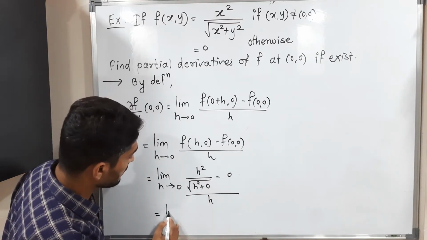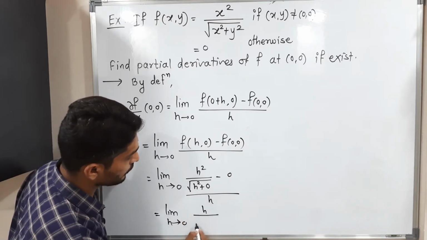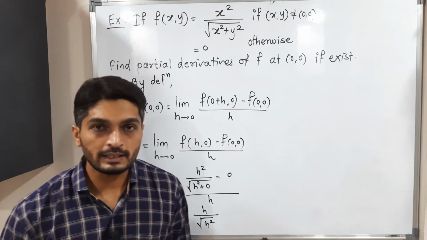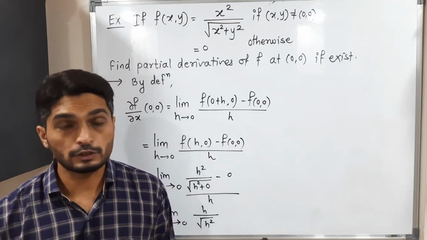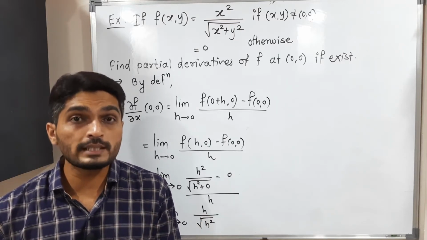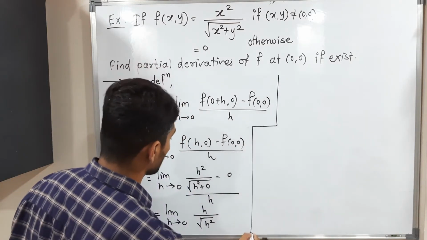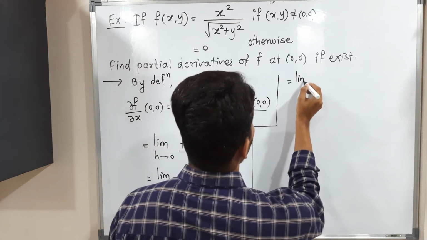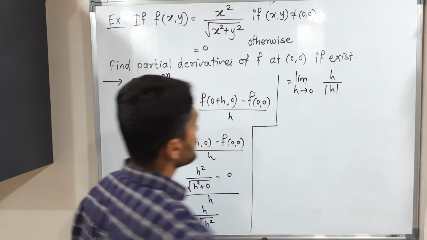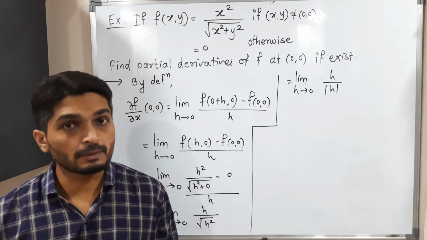So therefore, limit h tends to 0, I am cancelling one h. Okay, so h upon root of h squared. Maybe you are thinking square and square root will get cancelled and we will have h. No. See, square and square root will get cancelled, but that square root always gives us a positive value. So that's why I am supposed to write here, this is equal to limit h tends to 0 of h upon mod h. Since it always returns a positive value, square and square root will get cancelled, but we will have mod h.